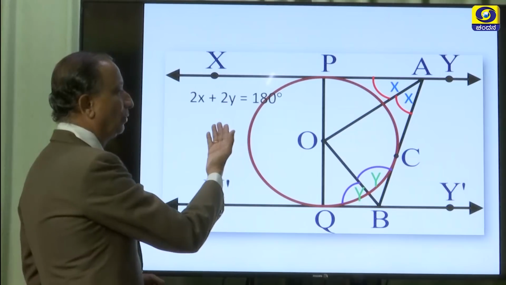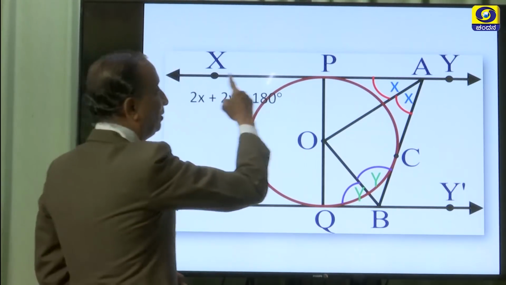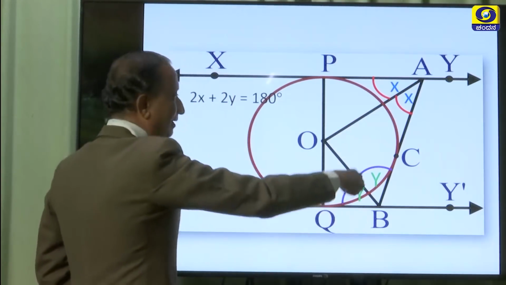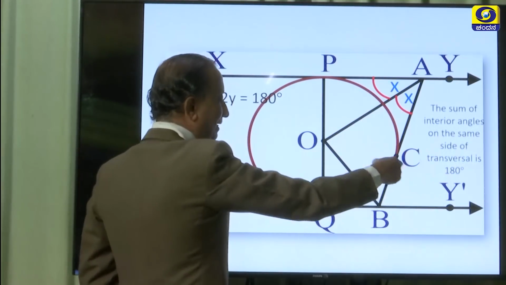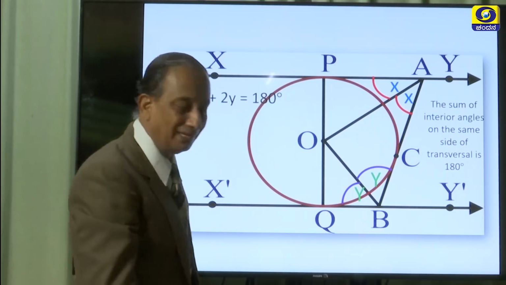Now, you know that, now go back to 9th standard theorems on parallel lines. When two straight lines are cut by a transversal, then the sum of the interior angles on the same side of the transversal is 180 degrees.